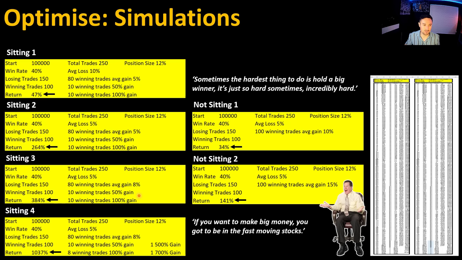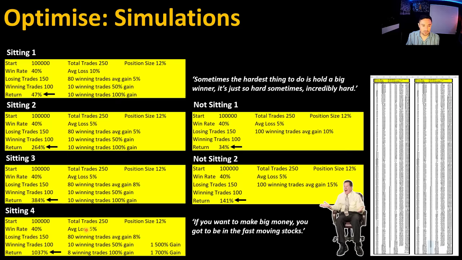Really simple. Setting number four. Now, the only thing we're gonna change from setting three to setting four is we are gonna say you now get two monster gains, okay? You get one gain of 500% and you had 12% of your account in it. And you get one gain of 700% and you had the same amount of your account in it. Now, if you're trading the quickest momentum stocks, I don't think out of 250 trades it is unreasonable to think that you could have two extremely big gains. If you are focusing on the real momentum leaders in the market, I don't think that's an unreasonable expectation.